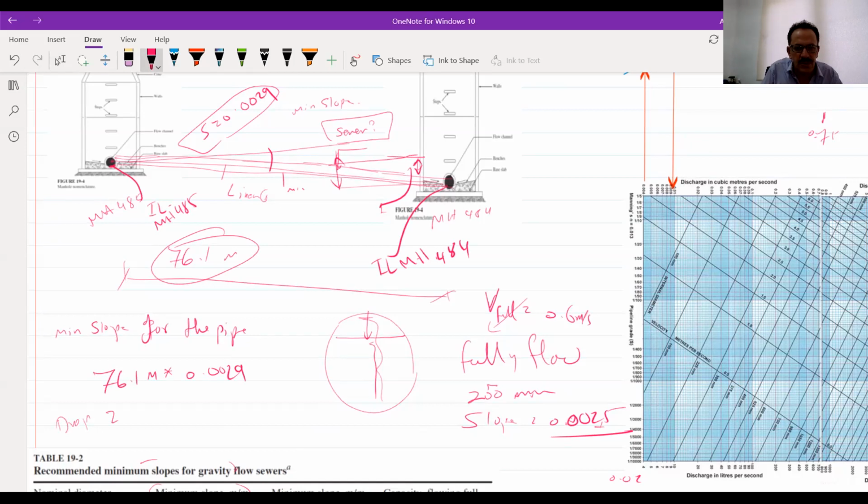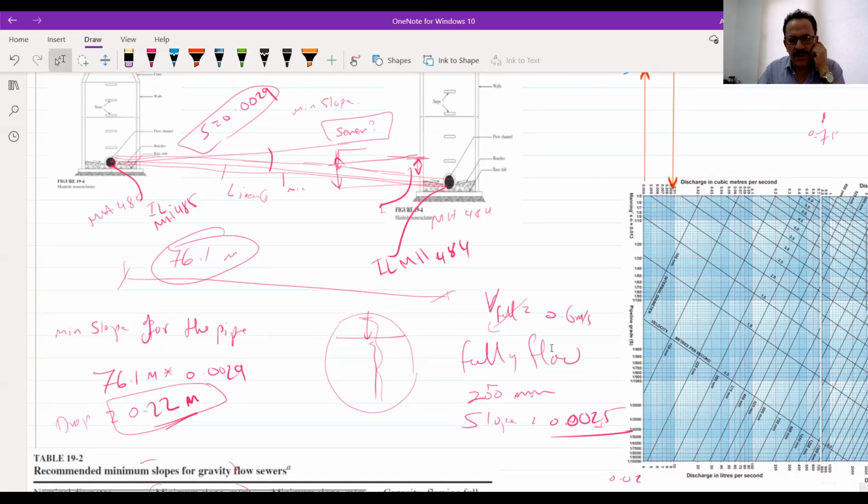Now to get how much is the drop, the difference between this invert level and that invert level will be equal to 76.1 times 0.0029. It will be about equal to 0.22 meter or 22 centimeters. So the invert level, the bed level of the second sewer, is lower than the first one by 22 centimeters.